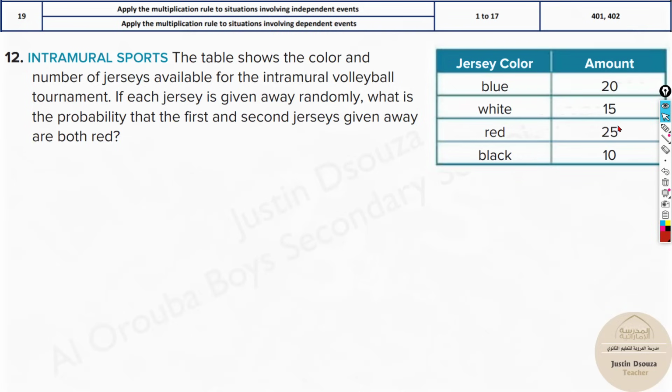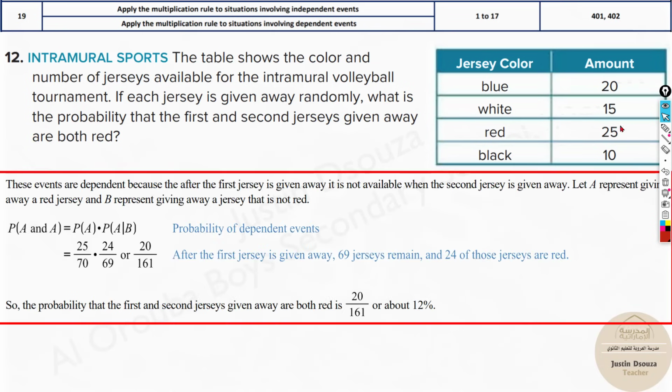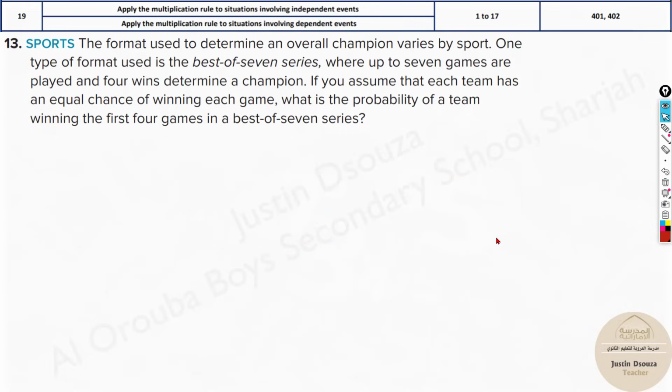First, find the total number of jerseys. Now there is 20, 40, 50, 60, 70 total, and red is being given away both times. So it is 25 by 70, but next time it will be 24 by 69. Why? 25 red jerseys divided by the total number. Now next time again it's being red, so it will be 25 minus 1, that's 24, and it is 70 minus 1, it's 69. So the probability is 12%. This problem looks interesting. I'll solve it over here.